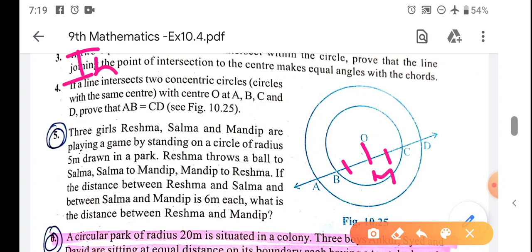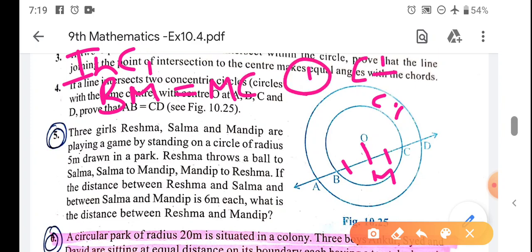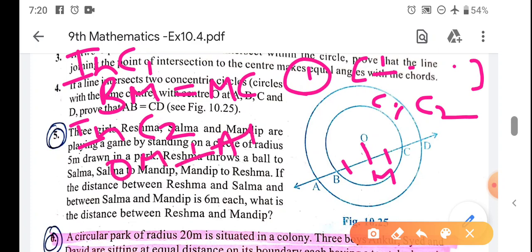In circle 1 we observe that BM is equal to MC because the perpendicular drawn from the center to the chord bisects it. You have to write the theorem in brackets. And if we talk about circle 2, the bigger circle, AD is the chord and OM is the perpendicular to the chord AD. So we can write AM is equal to MD.